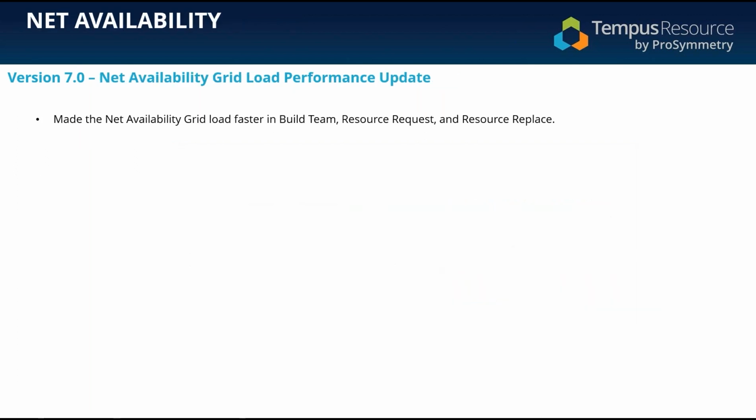Additionally, we did have some performance updates when it came to the net availability grid and some of the other grids, which are primarily utilized within the build team screen, the resource request screen, as well as the resource replace screen. So there should be a much greater performance on those particular screens, especially when you're working with a large subset of your resources.